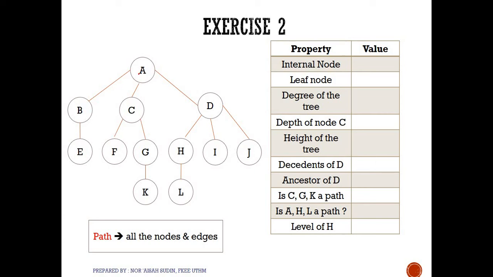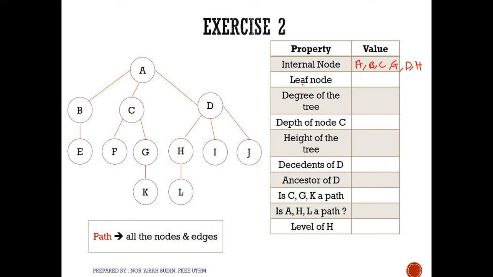You have to find the nodes which have at least 1 child. For example, A, B, C, G, D, and H. Okay, the nodes which have at least 1 child: A, B, C, G, D, and H. This is the answer for internal nodes.